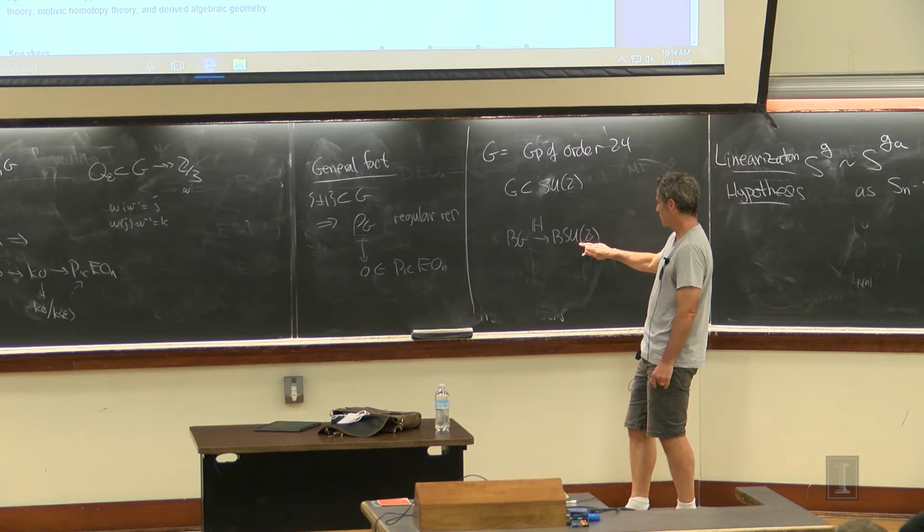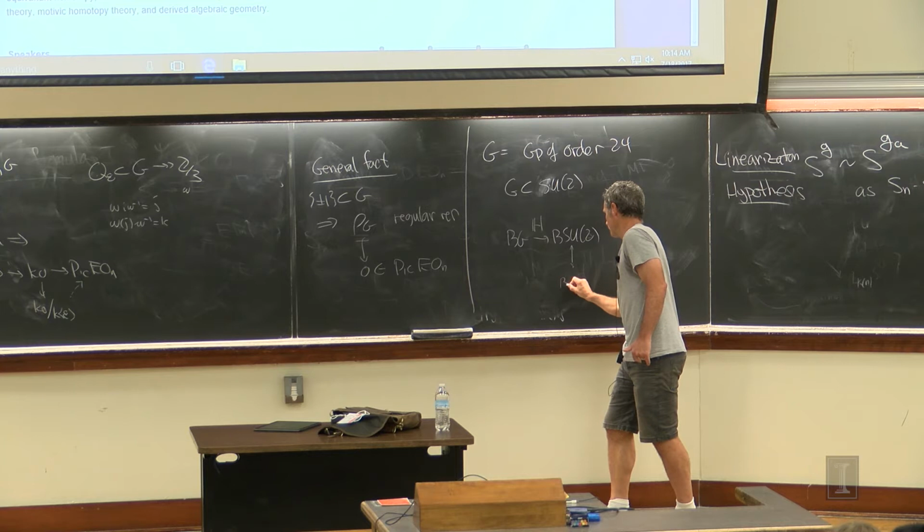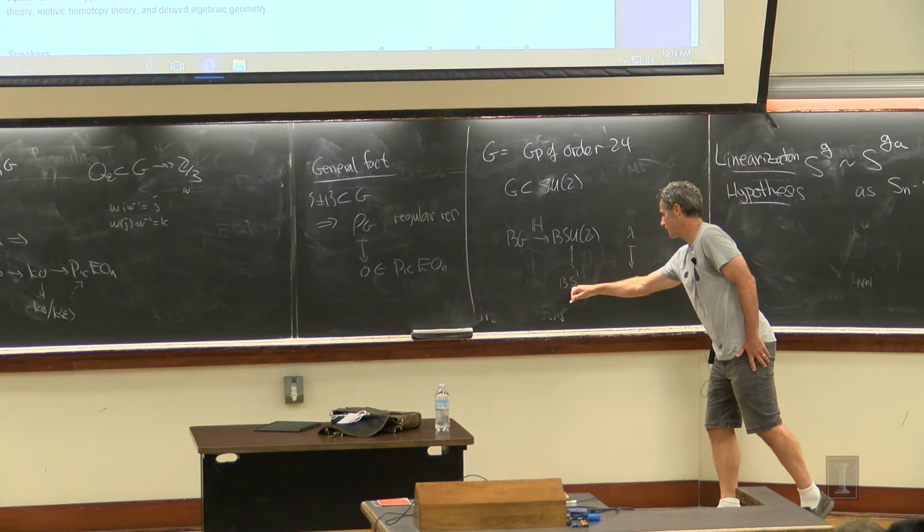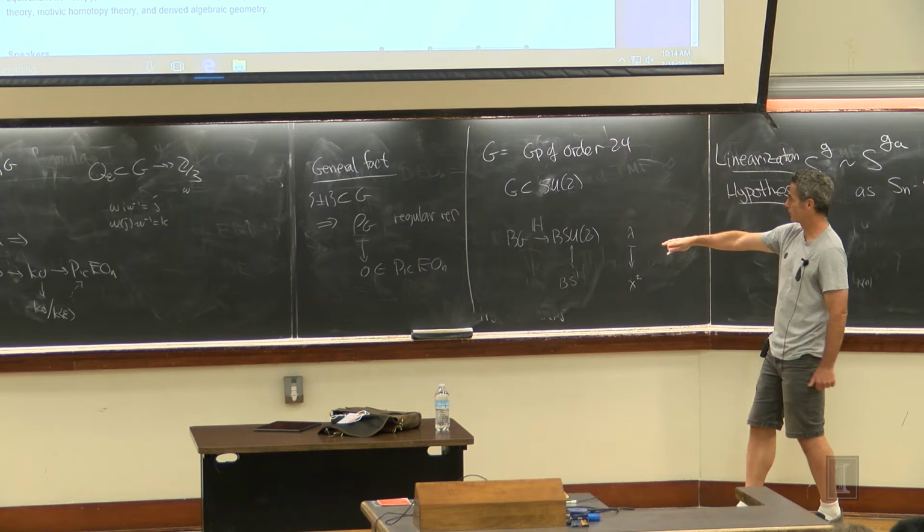And I'll choose the generator here, so the maximal torus has rank 1, that pulls back to the square of the generator in cohomology there. So there's two generators here. They differ by a sign, but I don't have to pick one because I'm going to square it, and that gives me a unique class in H4 of this.